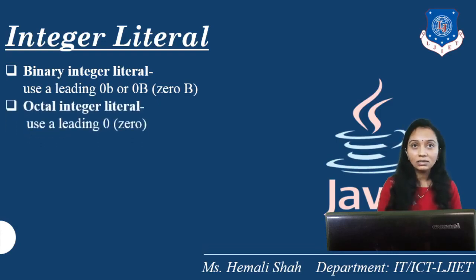For the octal literal, you just need to use a 0 as a leading character of your integer value. Say, for example, I want to use 5 as an octal integer literal, then I have to use 0, 5. This 5 will be considered as an octal because I am going to start this value with the 0.